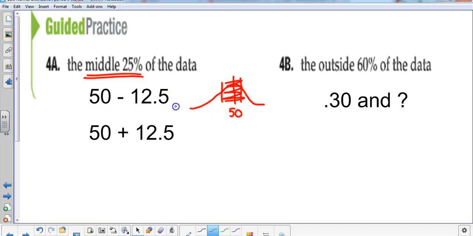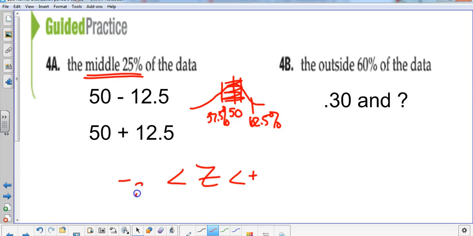Okay, everybody good with that? You have to go half each way. So 50 minus 12.5 is 37.5. And up this way it'd be 62.5. And when you are done, your z-score would be sandwiched in between those two values because you want the middle 25%. Anybody do a z-score yet for either one of those? They should be one positive and one negative. Inverse norm, 0.375. Okay. What about this one?